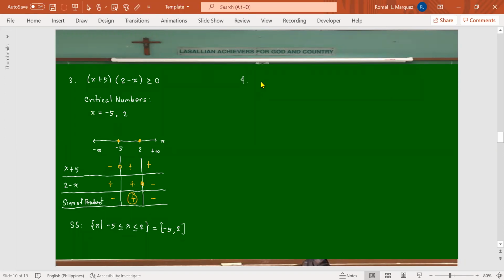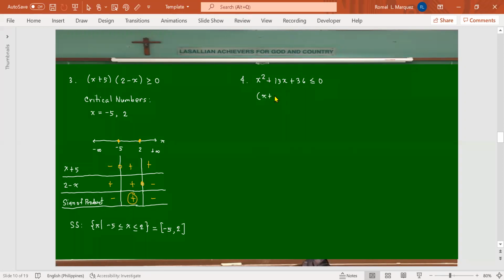Okay. So let's now have, what about this one? X squared plus 13x, then plus 36. Could you please check if this is factorable? I want factorable. Is that factorable, guys? Okay. What is the factored form?